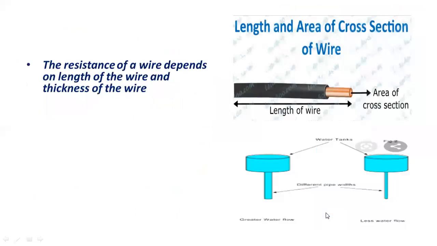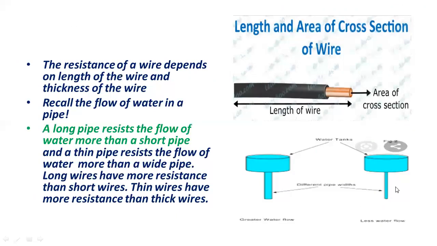The resistance of a wire depends on the length of the wire and the thickness of the wire. Recall the flow of water in a pipe. You can see here we have two pipes, a wide pipe and a narrow or thin pipe. Definitely the water will flow easily through the wide pipe as compared to the narrow pipe.